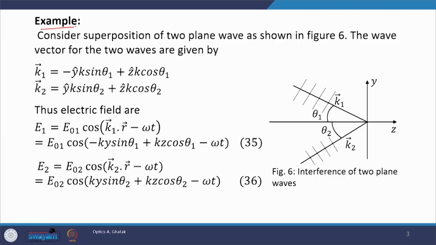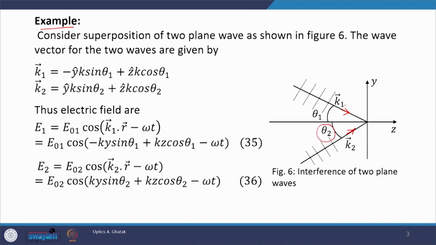The first example is given here. In this problem, we are given two plane waves which are superimposing in a space, and these plane waves are inclined with some angle, and this angle is shown here in this figure. This k1 represents the wave vector of first wave and k2 represents the wave vector of the second wave, and k1 is inclined at angle theta 1 with respect to the horizontal axis, which is z axis in our case, and k2 is inclined at angle theta 2 with respect to the horizontal axis.